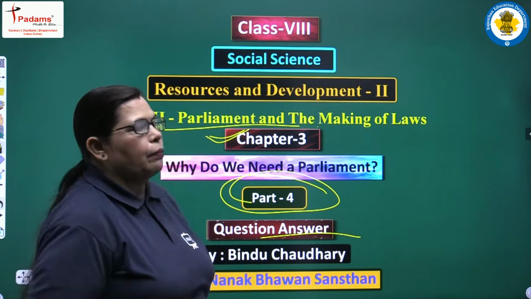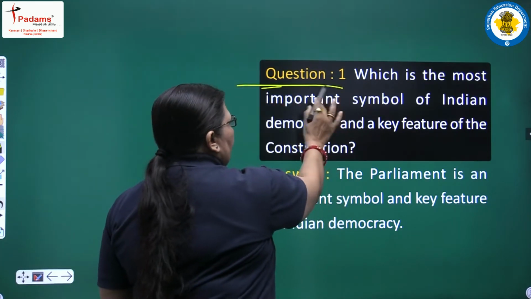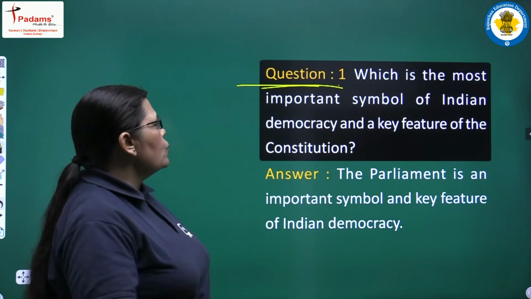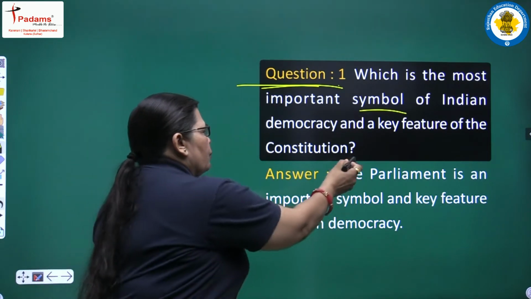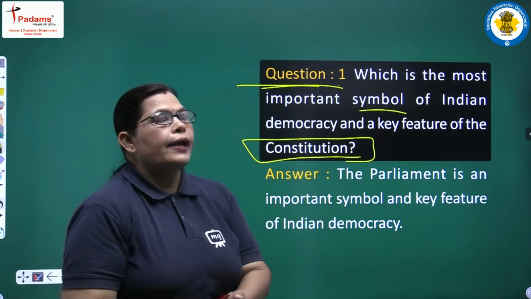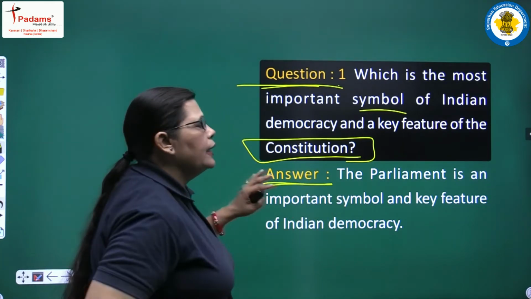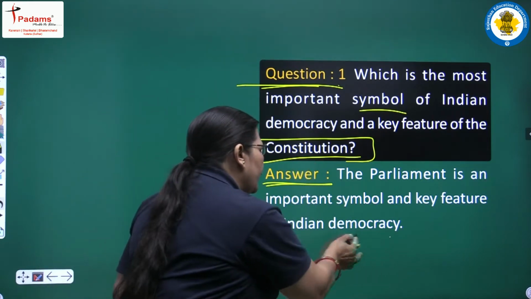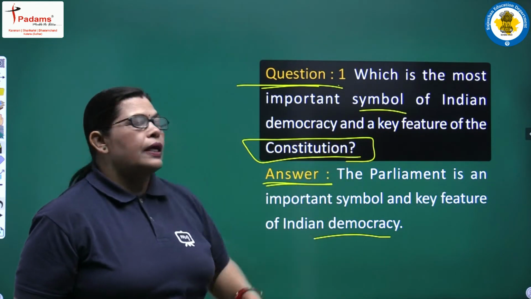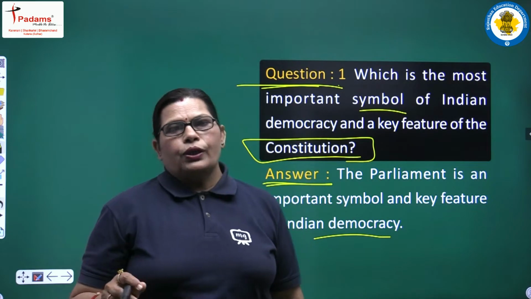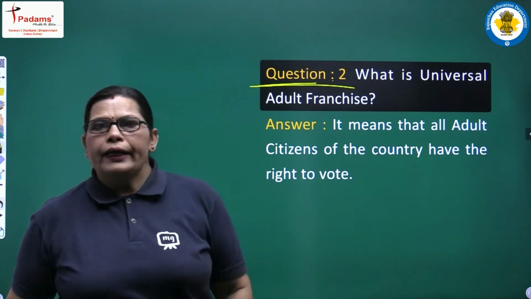So today we will start the question answer session, and in the first question we will sum up the important thing, which is the most important symbol of Indian democracy and a key feature of the constitution. See, in the answer, the parliament is an important symbol and key feature of Indian democracy. When we are discussing Indian democracy, then the parliament is the important symbol and the key feature of this democracy.